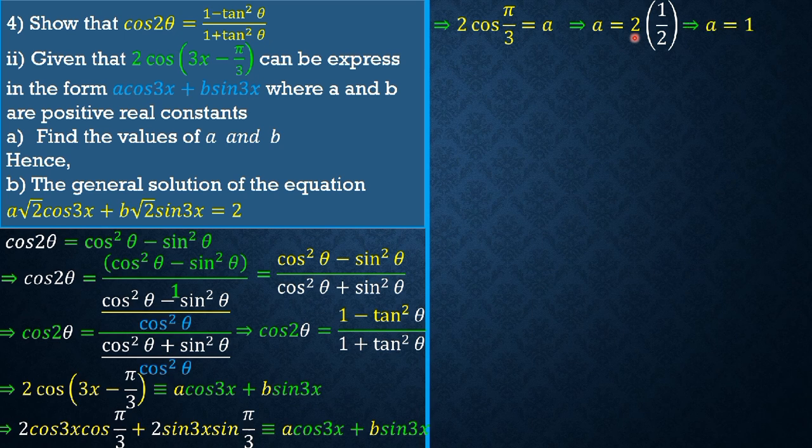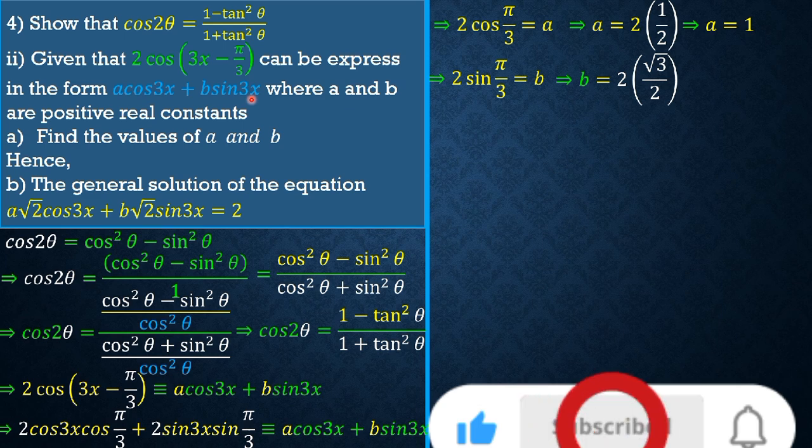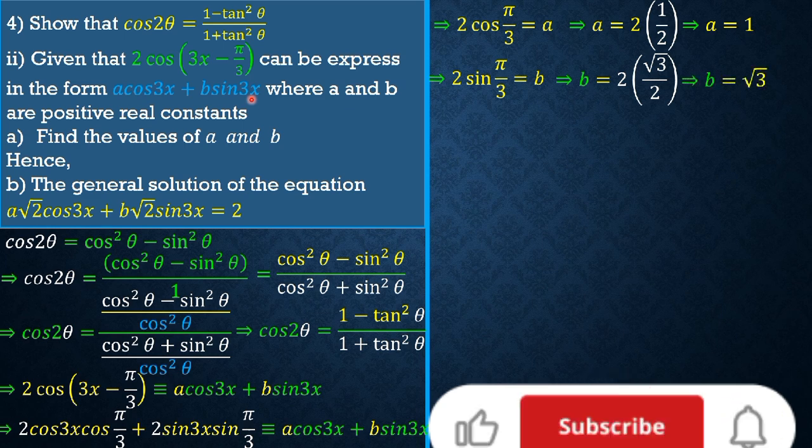Similarly, guys, sine 3x is equal to sine 3x, right? It means that 2 sine pi over 3 has to be equal to b. So doing that, we have 2 sine pi over 3 equal to b. Sine pi over 3, guys, is root 3 by 2. So we have 2 into root 3 by 2, which means b is the same as root 3. Okay. Now, those are the values of a and b.